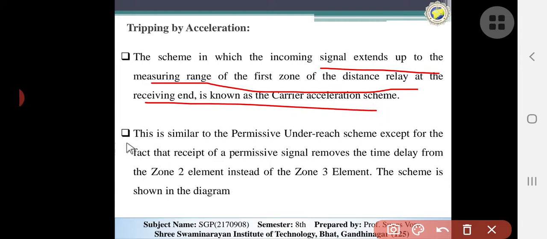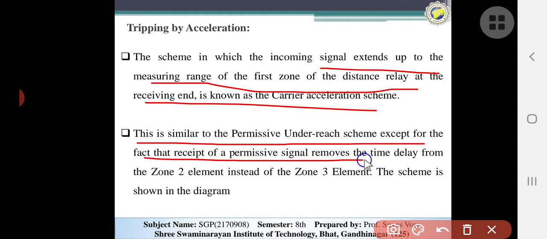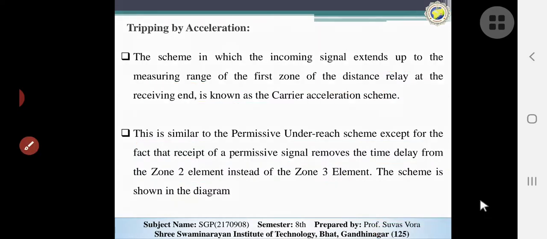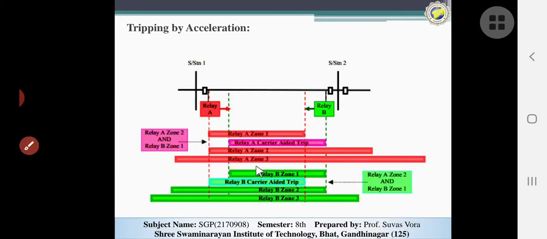Okay, now this is similar to the permissive underreach scheme, except for the fact that the receiving permission signal removes the time delay from the zone 2 element instead of the zone 3 element. So the scheme is shown in the diagram. Okay, you can see the figures, this one.